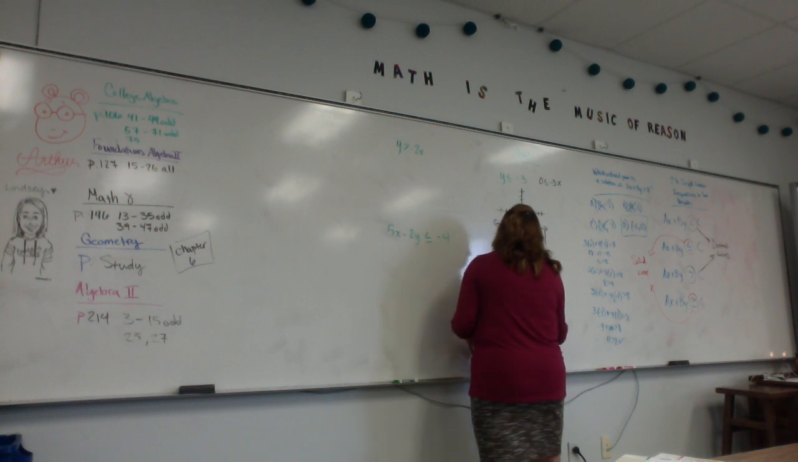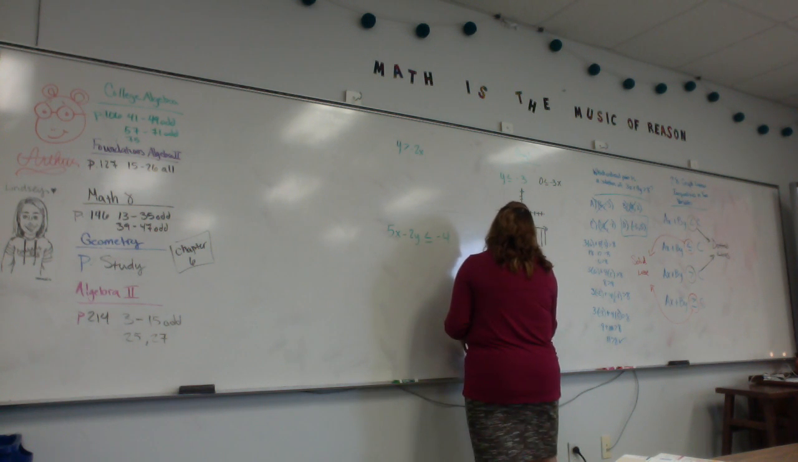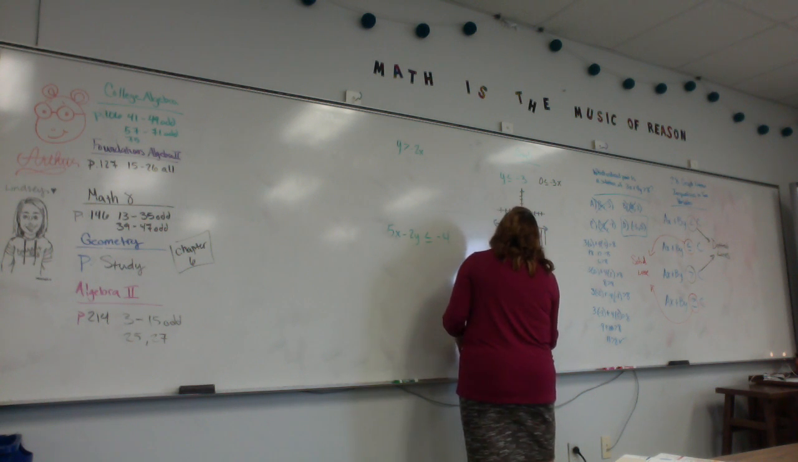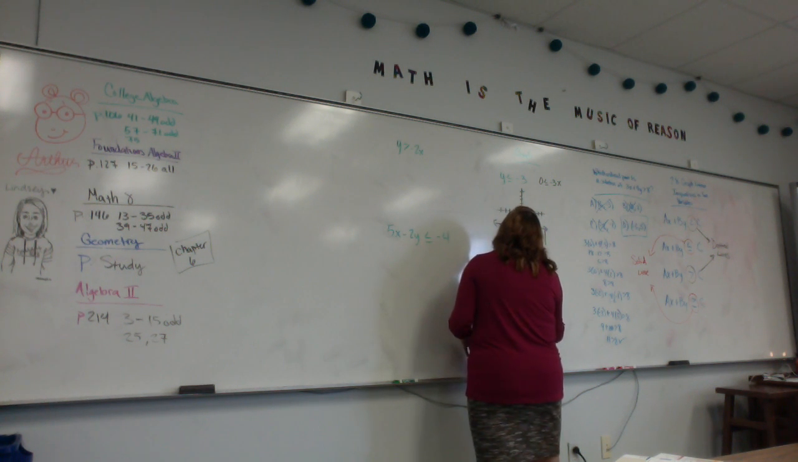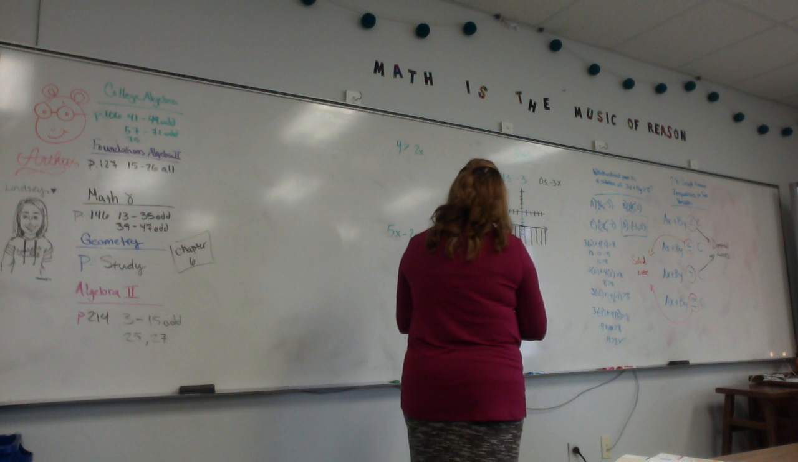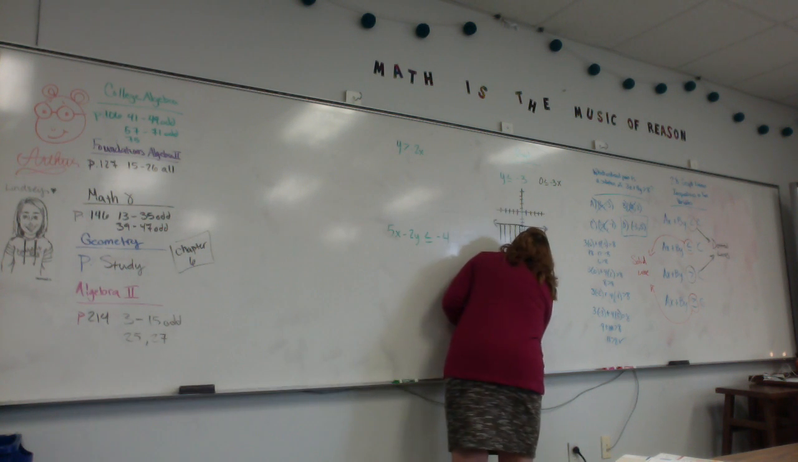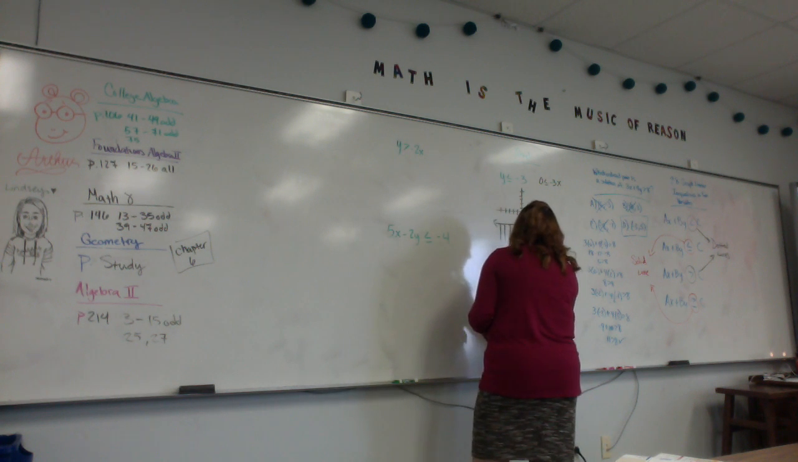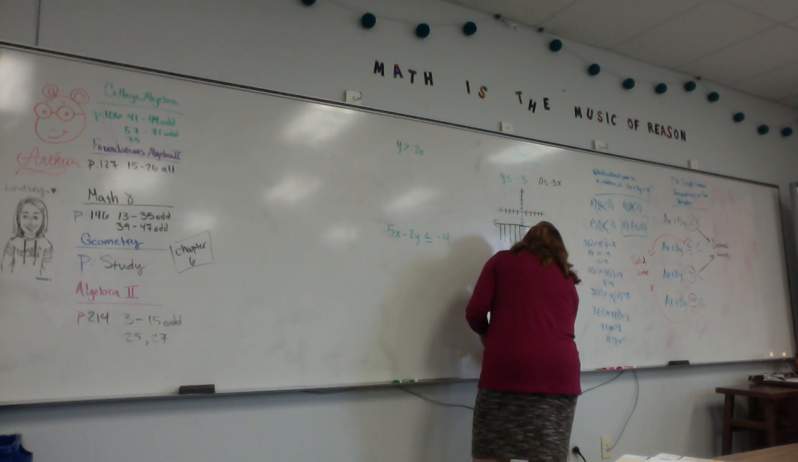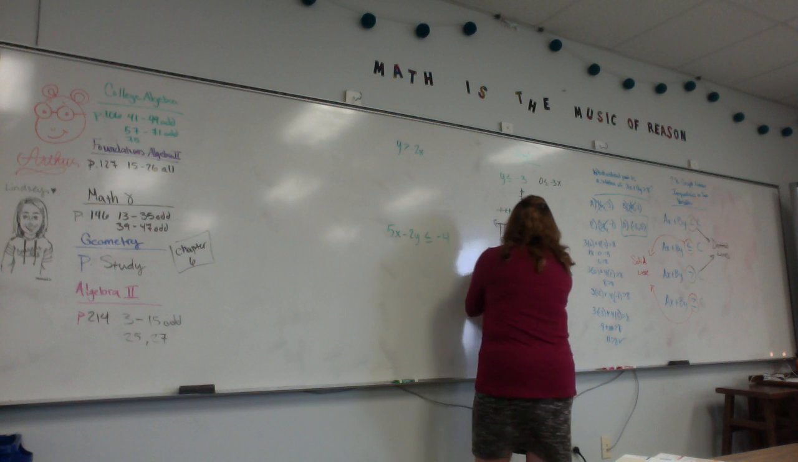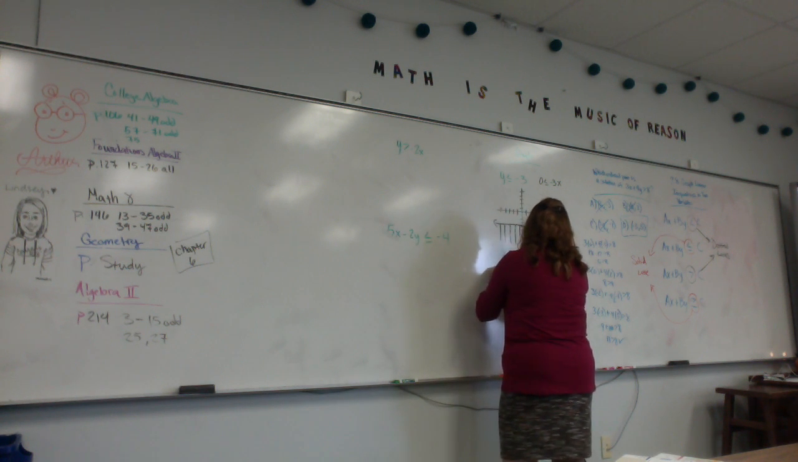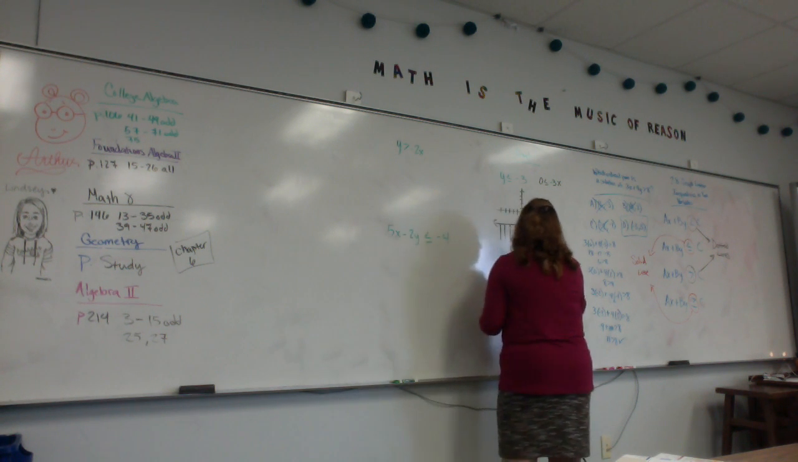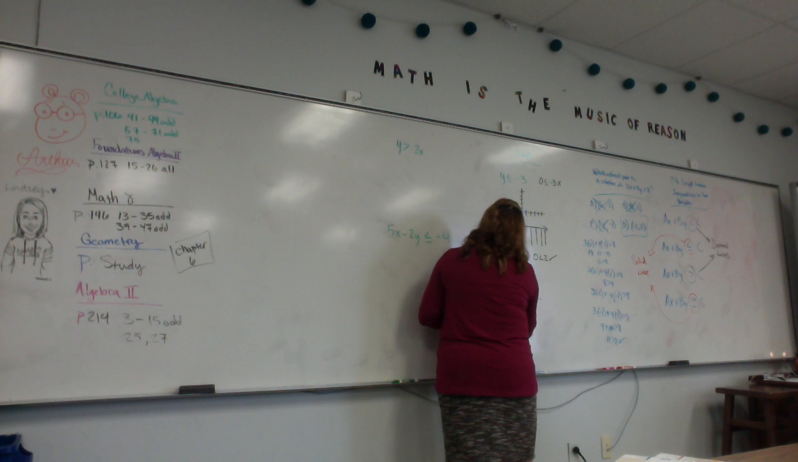How do you graph x is less than 2? You go 2 to the right and draw a vertical dotted line. Then plug in (0, 0). Is 0 less than 2? Yes. So I'm going to shade where 0 is.